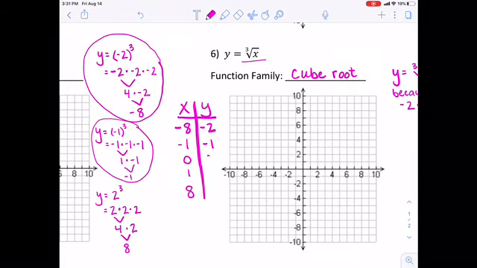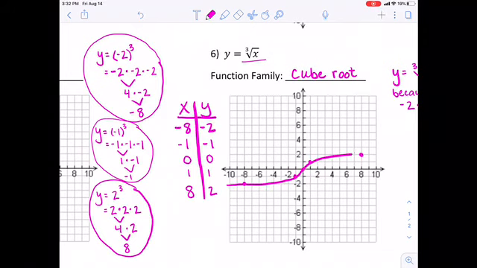The cube root of 0 is 0, because of course 0 times 0 times 0 equals 0. The cube root of 1 is 1, because 1 times 1 times 1 is 1. And the cube root of 8 is 2, because we did that one just a moment ago. 2 times 2 times 2 is 8. If I graph these points, I have the point -8, -2 right here, -1, -1, 0, 0, 1, 1, and 8, 2. If I connect these dots, I get a graph that looks like this.